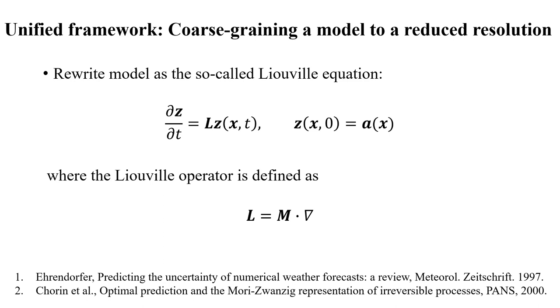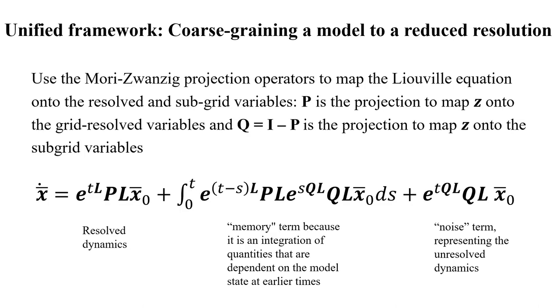I'm going to show you an example. If you use this approach with a Liouville operator, you end up with an equation by using the so-called Mori-Zwanzig projection operator to map the model into an expression of the tendency just in terms of resolved variables. Here, P is the projection to map the entire model variable into the resolved variable, and Q is the projection to map the entire model variable into the subgrid variable. So there is a partition here.